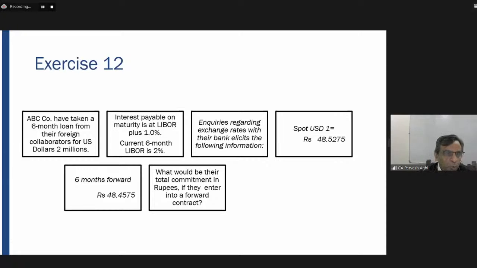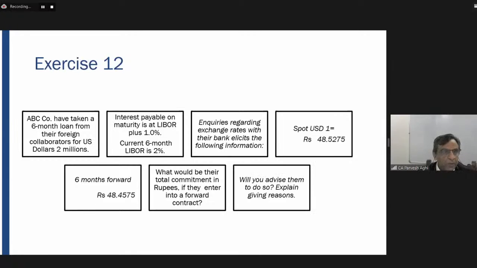What would be their total commitment in rupees if they enter into a forward contract? We need to calculate that. Now, this company has taken a loan and the rate of interest is 3%, so they're going to pay off the loan of 2 million plus the interest. What will you advise them to do? Explain, giving reasons. And will you advise them to do so?